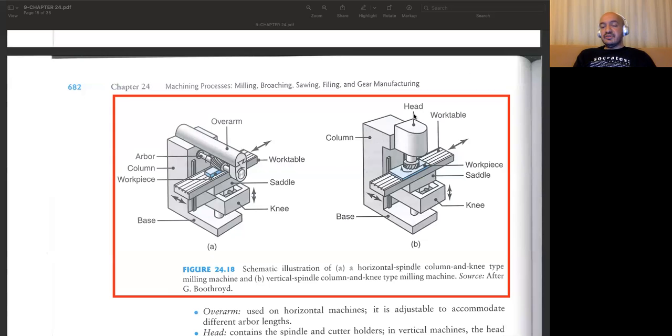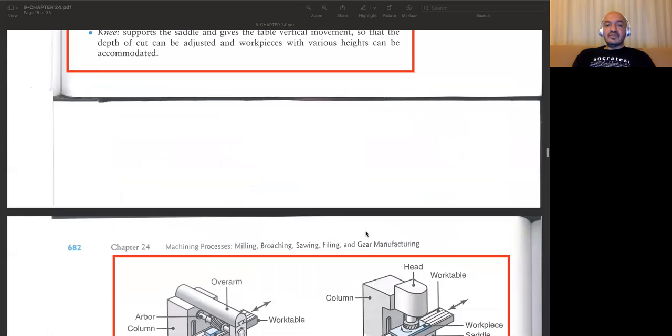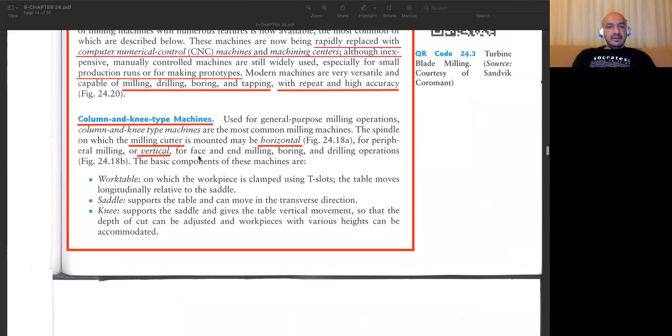If you look at the vertical one, we don't need to use such an overarm, but in order to stabilize this cutter in this peripheral milling operation, we need to also hold it from the other side. Otherwise, the stiffness will be lower, we will have vibration again, chatter, and the quality of the surface will be lower. So they solve this problem with the help of the overarm, but the rest, the fundamentals of the milling process, is the same as the vertical spindle column and knee type milling machine. So I think I talked about all these issues.